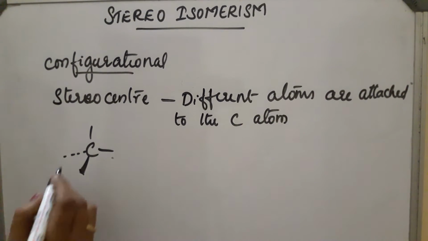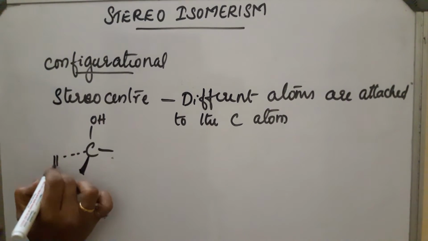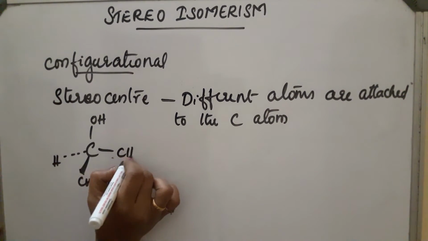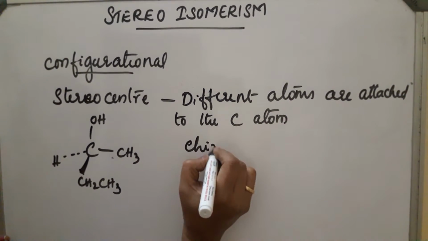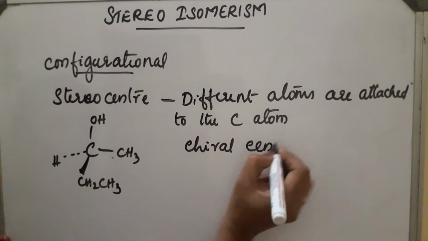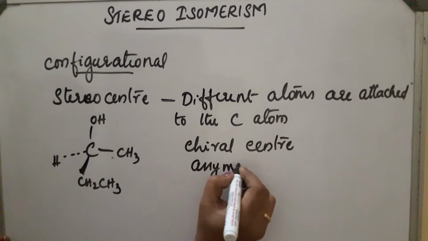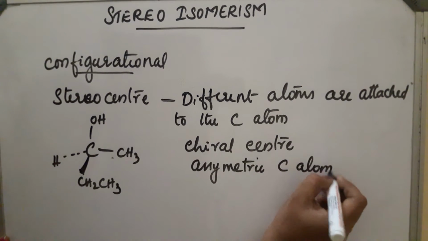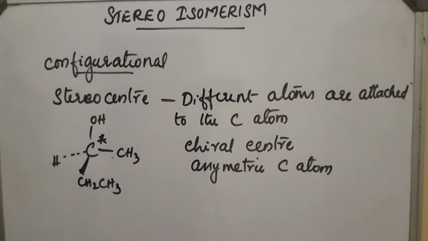So in this case, we can see that the four attachments are different, CH2, CH3, then CH3. So this is called a stereocenter, also called a chiral center. And this carbon atom is called an asymmetric center, an asymmetric carbon atom, and it is denoted by an asterisk sign.